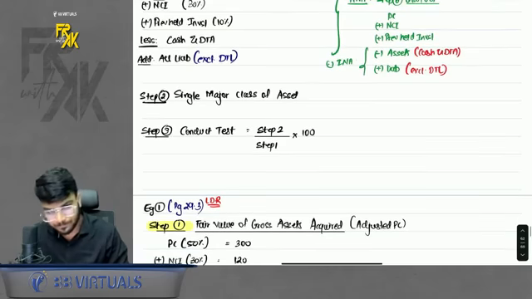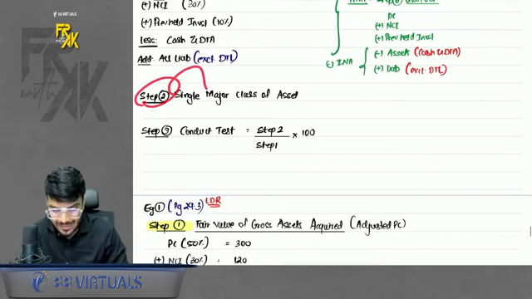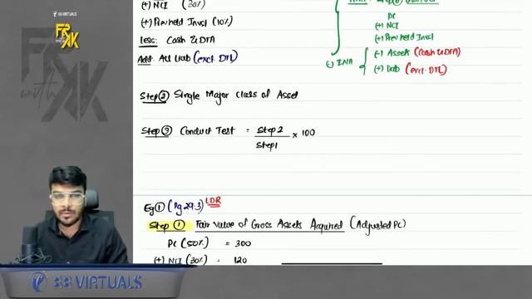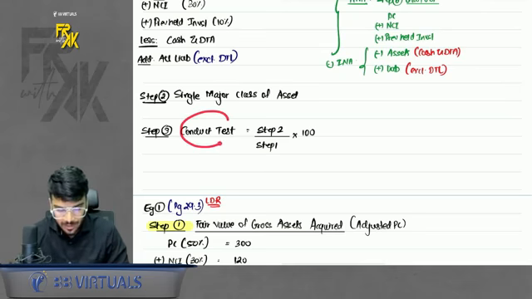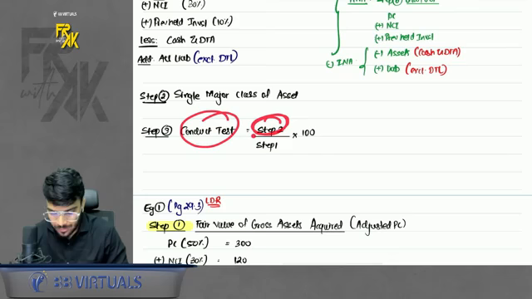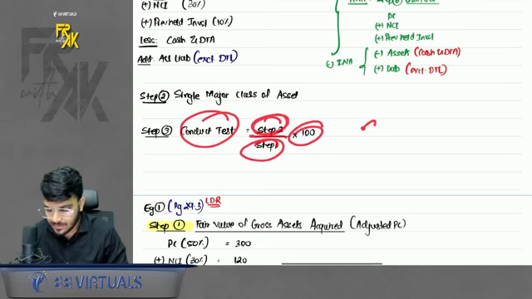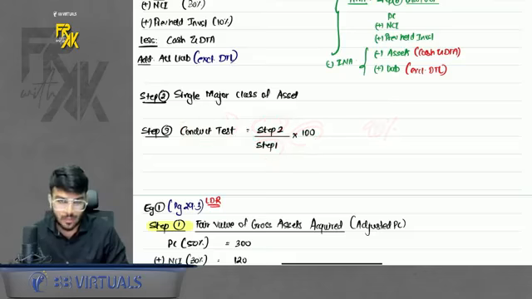Then step 2 is single major class of asset. So in the question you will find which is the highest value of asset you are acquiring. Step 3, conduct the test. Amount in step 2 divided by the amount in step 1 into 100. If this percentage comes to 90 or above 90, then this test is met. It is an asset acquisition.